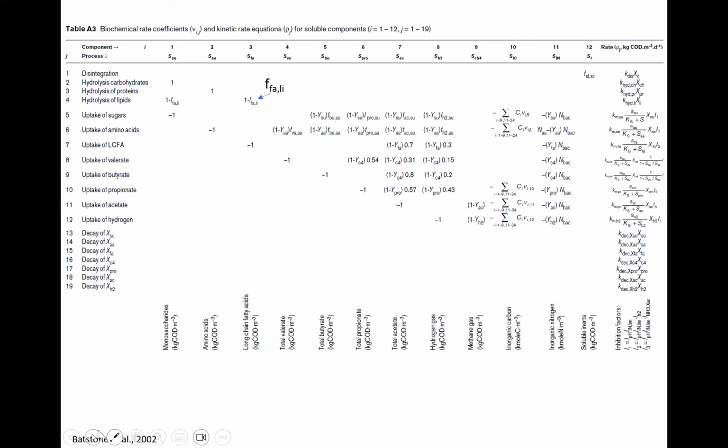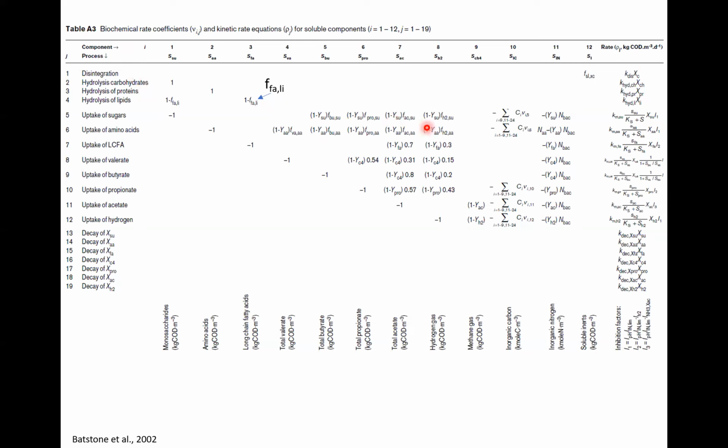And here, this is the table from a publication that has the model in detail. This is table A3. This basically presents the biochemical rate coefficients and the kinetic equations for 12 components, 1 to 12, and for 19 processes. So if we look here, you will have 19 processes ranging from disintegration, hydrolysis of carbohydrate, hydrolysis of protein, and so on and so forth, until decay of different bacteria or archaea in the system.